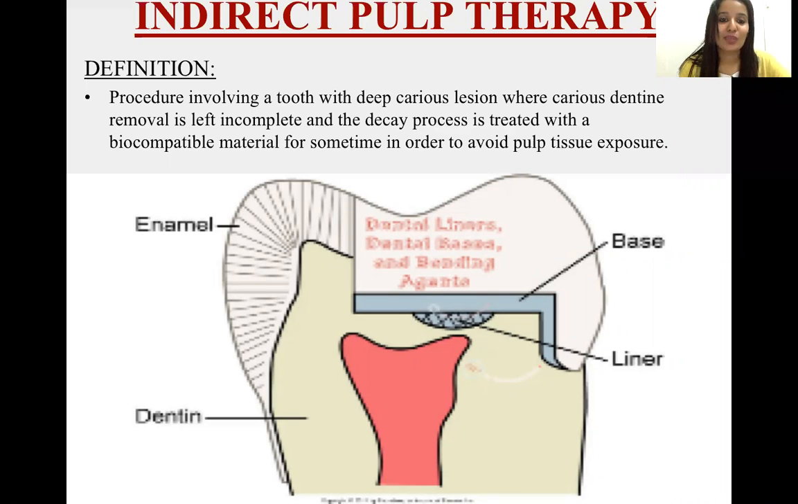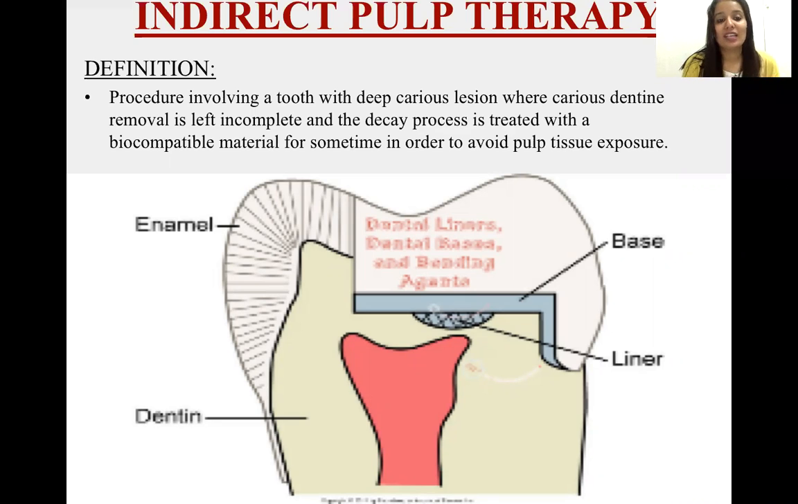Today, I'll be talking about indirect pulp therapy, which is a part of pulp therapy procedures. There are different terminologies related to pulp therapy, and the treatment aspects are mainly indirect pulp capping, direct pulp capping, pulpotomy, pulpectomy, apexification, apexogenesis, and so on. So today we'll be mainly concentrating on indirect pulp therapy.